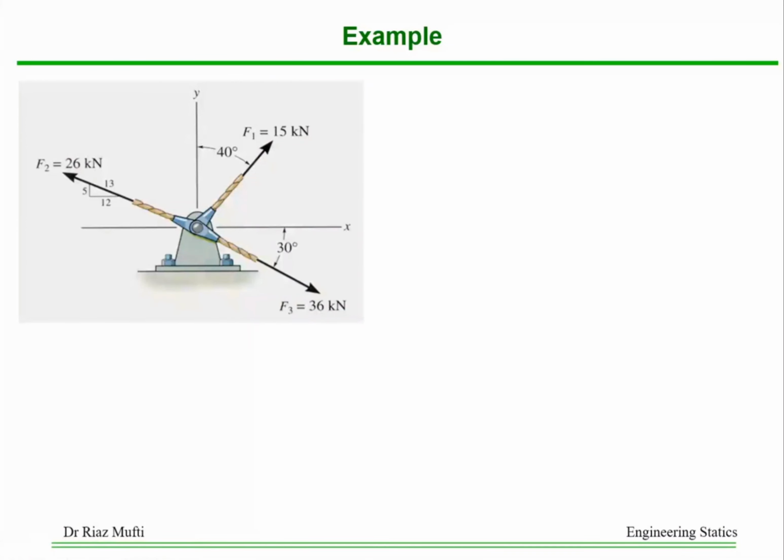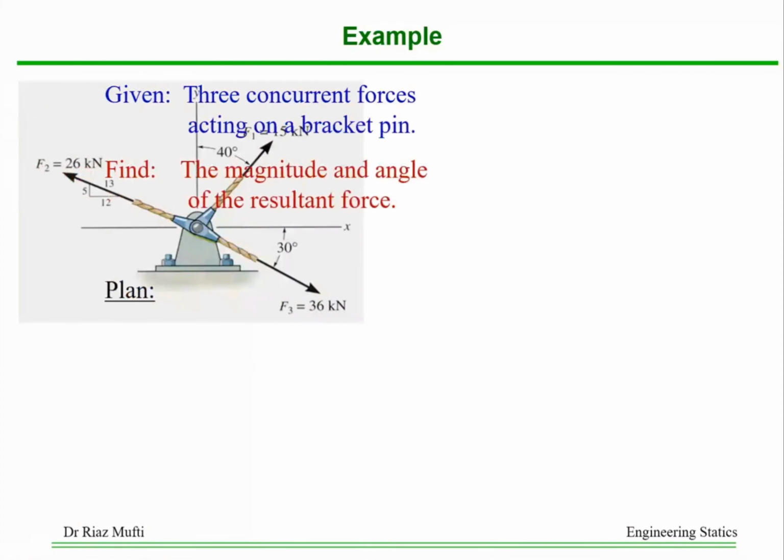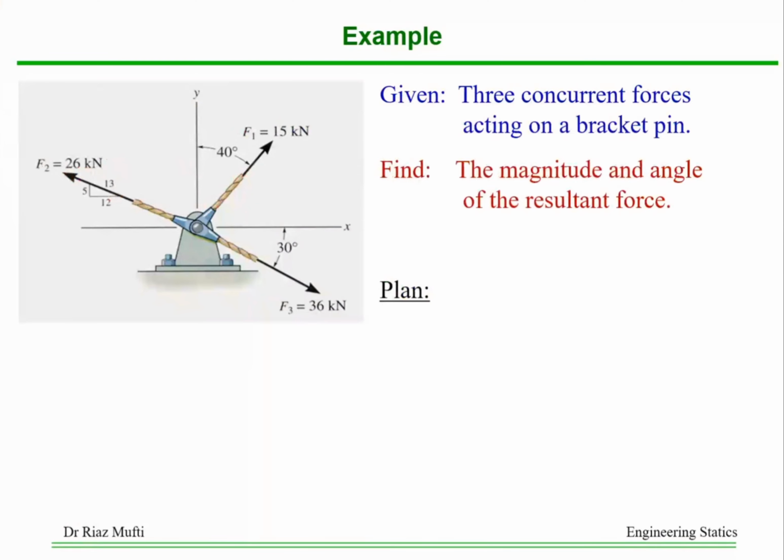Okay. So what we've got here, it says we've got three concurrent forces acting on a bracket pin. So three forces concurrent, acting at the same time. Okay, so I've got three forces on a bracket pin as being pinned here. We need to find the magnitude and angle of the resultant force. So we need to find the resultant force of the three forces we've got here.